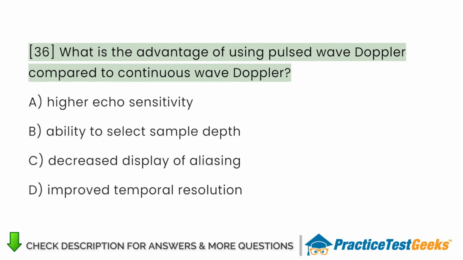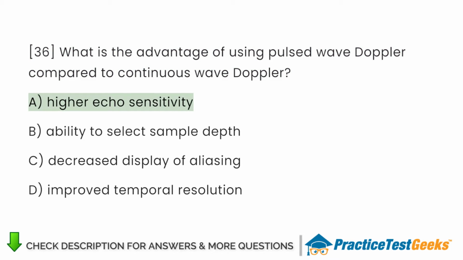What is the advantage of using pulsed wave Doppler compared to continuous wave Doppler? A. Higher echo sensitivity. B. Ability to select sample depth. C. Decreased display of aliasing. D. Improved temporal resolution.